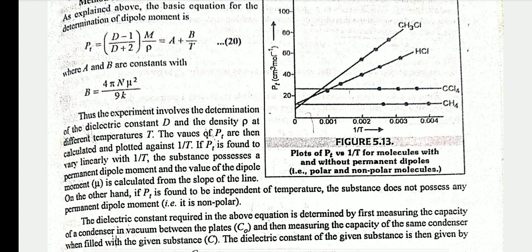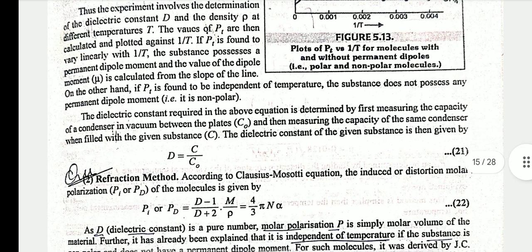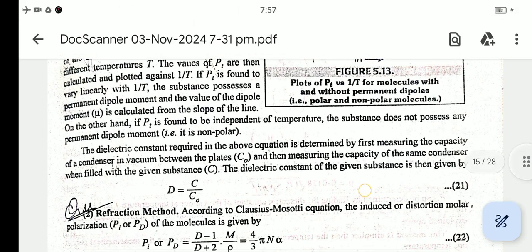of a condenser in vacuum between the plates, C0, and then measuring the capacity of the same condenser when filled with the given substance, C. The dielectric constant of the given substance is given by D = C/C0.